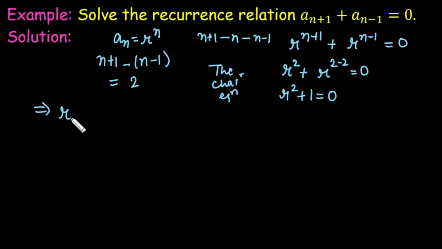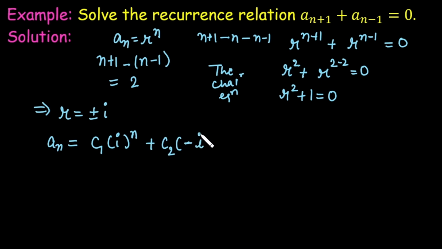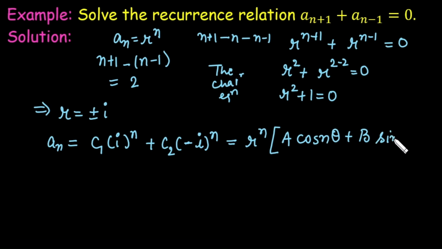So from here r is equal to plus minus iota. Whenever we have the complex form, first step we need to write the solution as first constant, first root raised to power n plus second constant, second root that is negative of iota raised to power n. Then write this into the form r^n, some new constant a cos(nθ) plus some new constant b sin(nθ). We just need to find the value of r. r is basically the square root of x^2 + y^2. Now what is the value of x and y? Basically x is a real part and y is an imaginary part.